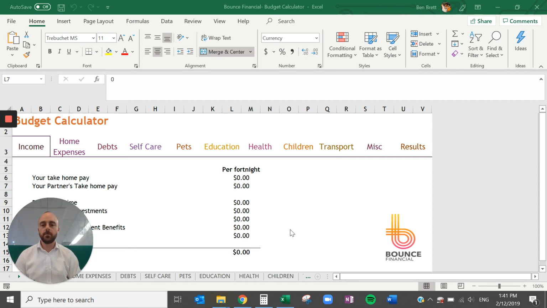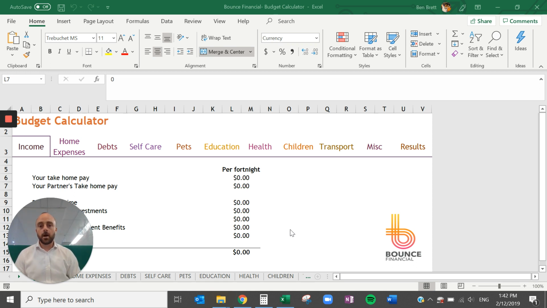Today what I'm going to do is talk about how you can use our budget calculator. Now it's currently December 2019. We're bearing down on the end of the year. And this month at Bounce Financial, we're talking about planning for next year, coming up with our goals, setting up our budgets and automating our finances to achieve those goals. And the first step in doing that is doing a budget and coming up with a bit of a plan as to how we're going to do it.